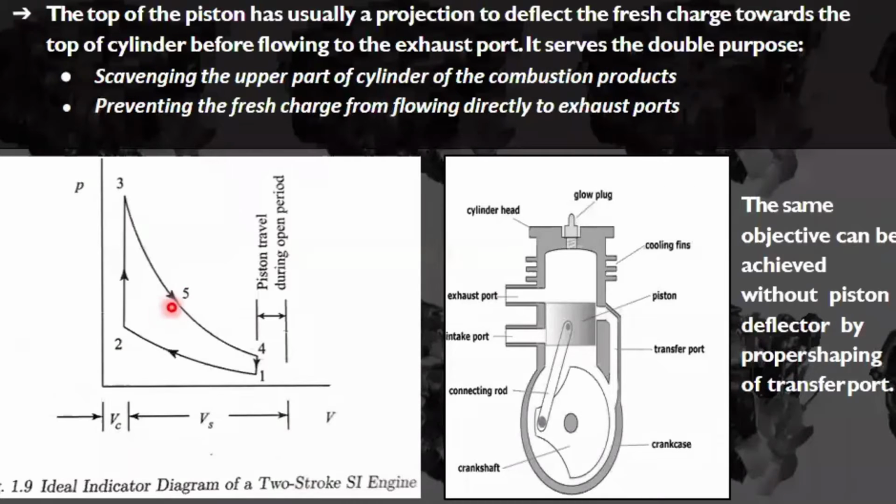So what is going to happen to the cylinder volume? The cylinder volume is going to increase. See here, the cylinder volume from 3 to 4 increases, and what happens to the pressure? If volume increases, pressure is going to reduce. See here, the pressure reduces from P3 to P4. And what is process 3 to 5?